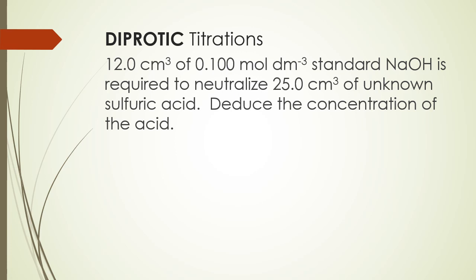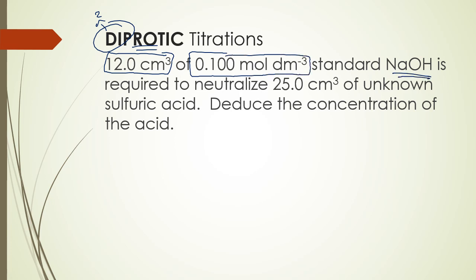We're going to make things a little bit trickier here and look at a diprotic titration. Di means 2, so now I have 2 H pluses in my acid. So same numbers that we started with in the last problem. I've got 12 cubic centimeters. I've got 0.100 moles per cubic decimeter of that standard known sodium hydroxide. And I still have 25 cubic centimeters of that acid, but this time it is sulfuric acid.